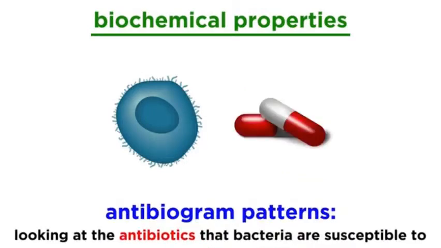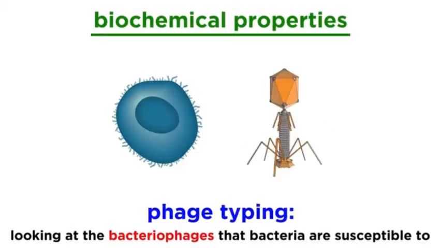Scientists can also look at which antibiotics bacteria are susceptible to, which is called analyzing their antibiogram patterns. Finally, using phage typing, scientists can assess which bacteriophages bacteria might be susceptible to.